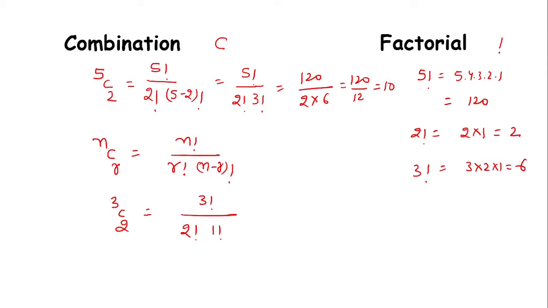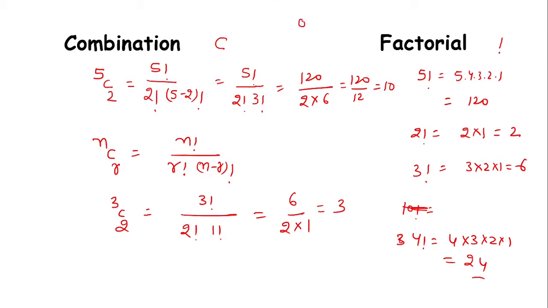I repeat, how do we find a factorial like this? What is the method? Or you can take one easy example like 4 factorial. 4 factorial means 4 times 3 times 2 times 1. The answer will be 24. In this case, 3 factorial is 6, 2 factorial is 2, 1 factorial is always 1. So the answer is 3. And remember, my dear, one more thing: 0 factorial is always 1.